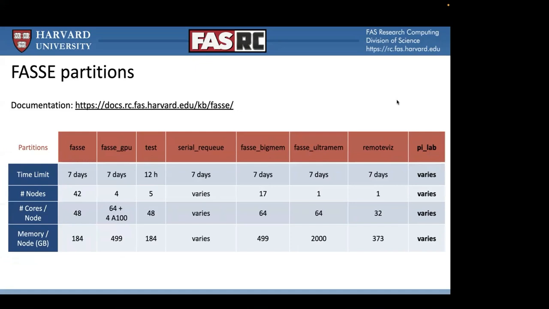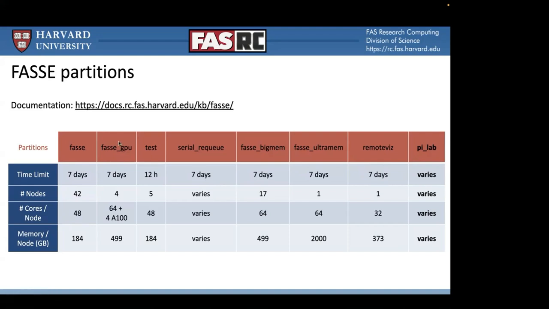Now on FASSE, which is the secure cluster, basically everything is the same concept, just different name and different parameters. So there's still a test partition here. There is a serial requeue partition here. But you can see here that the time limit on FASSE is 7 days versus the 3 days on Canon. The FASSE partition is the equivalent of the shared partition. It's like the main partition where everyone does all of their production work.